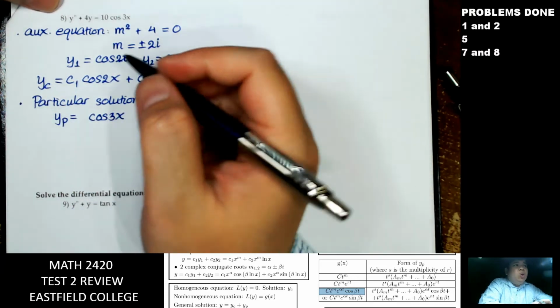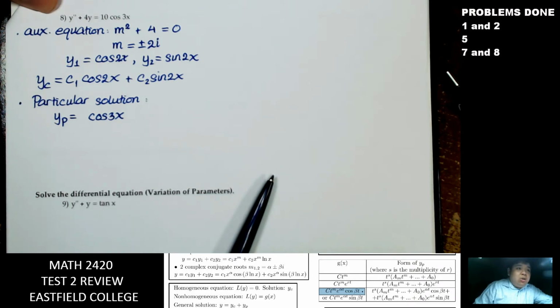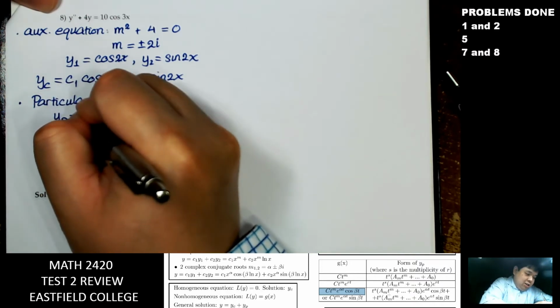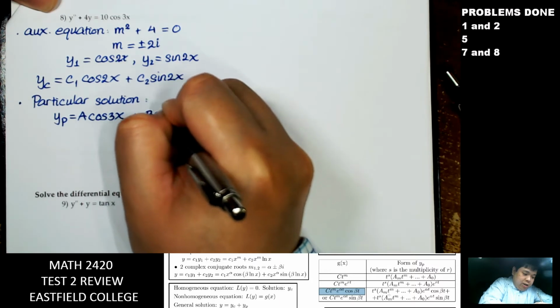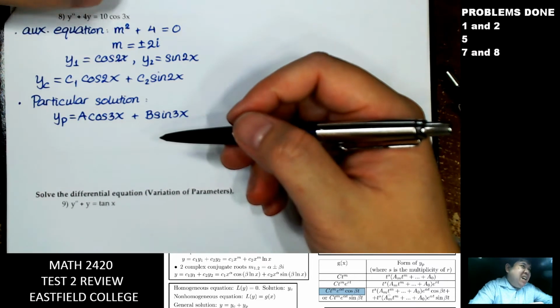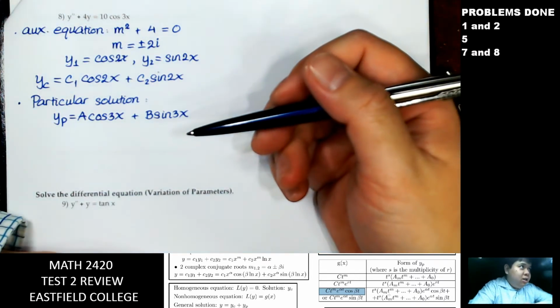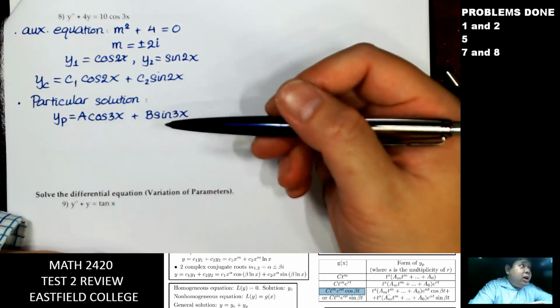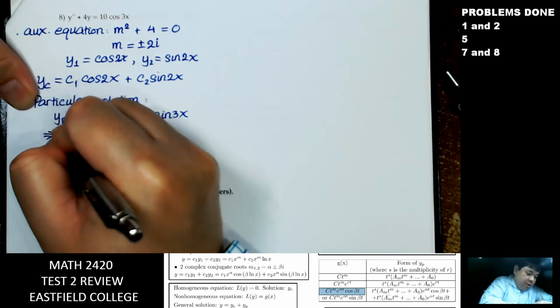However, when there's sine, even though we only have either sine or cosine, our guess always has to have both cosine and sine. So a cosine, b sine 3x. So even though it's only one of them, we still need to have both sine and cosine here. Right. So that is our guess. Now we'll check the derivative.